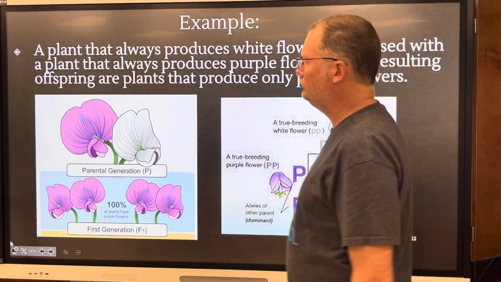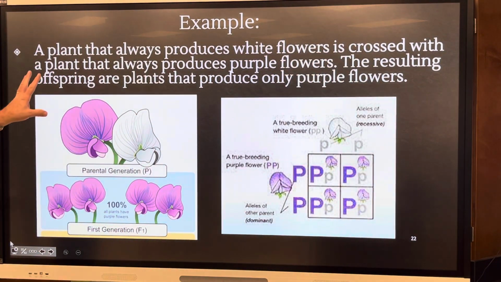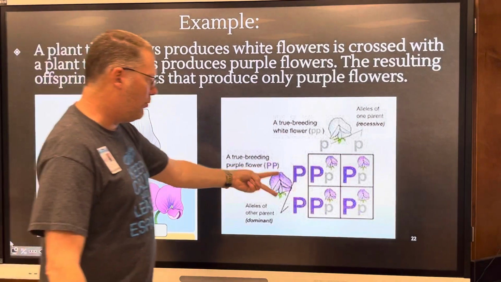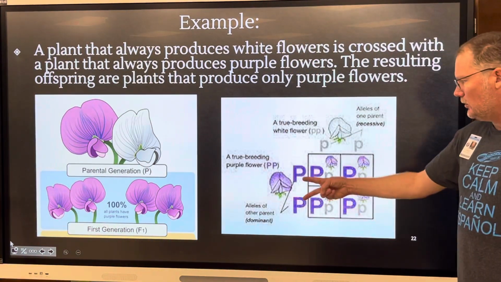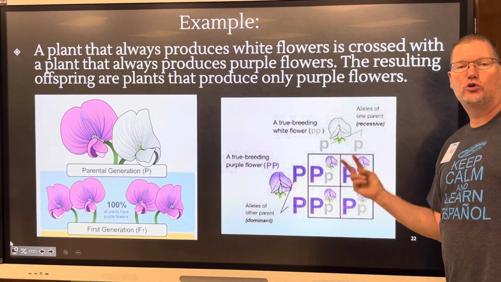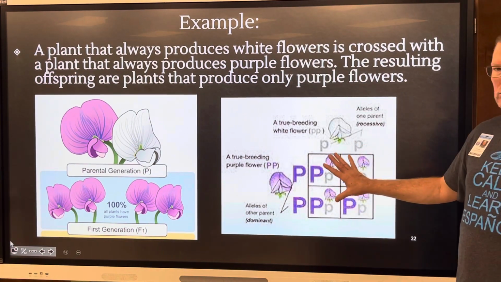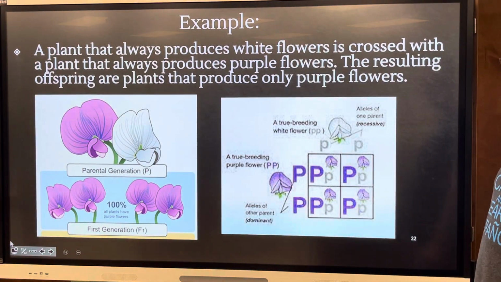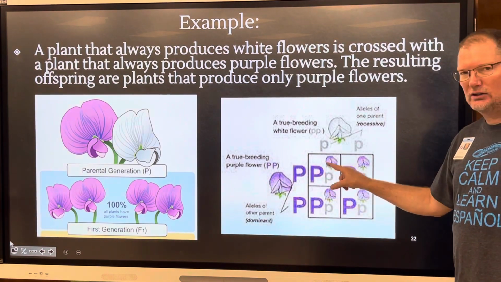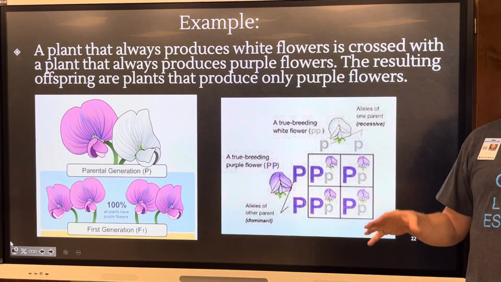So here's an example. It's a very popular example with Mendel's pea plants, okay? A plant that always produces white flowers is crossed with a plant that always produces purple flowers. That's the homozygous dominant, pure purple, and the homozygous recessive, pure white. You take those and you mix them together, and you get what we saw last week, okay? Only purple flowers, because the dominant allele dominates over the recessive allele. So only purple flowers are expressed.